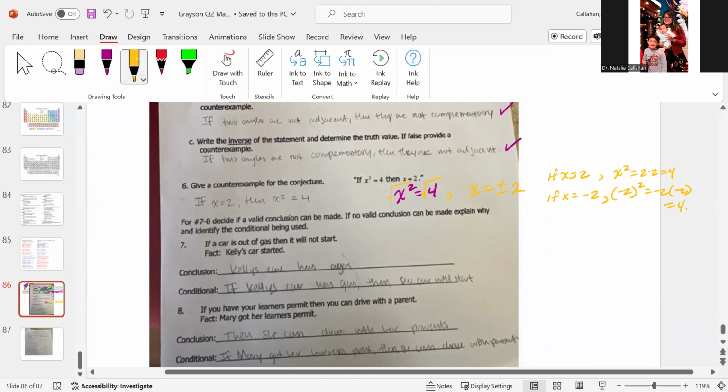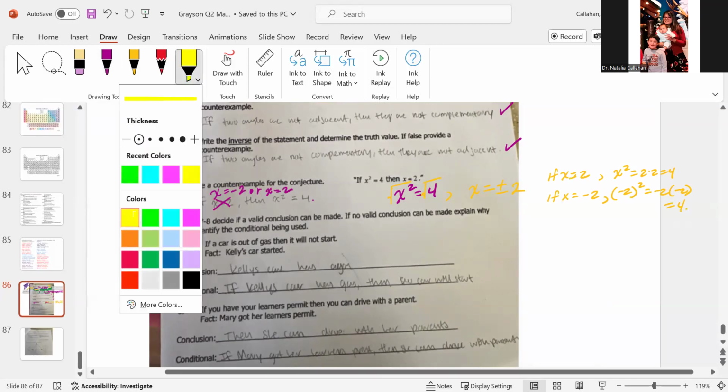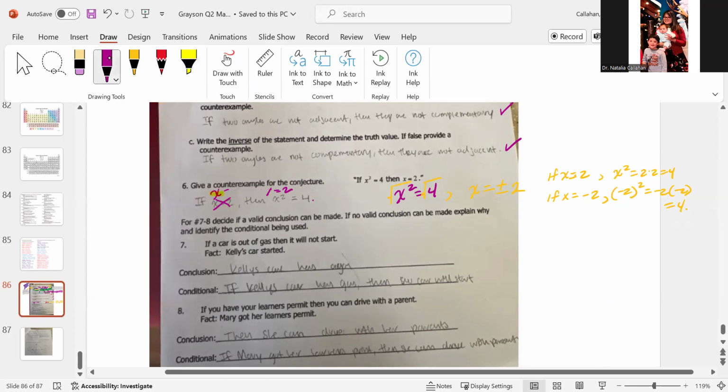So here what you should do is, if x equals negative 2, then x squared equals 4. Or you just put, if x equals negative 2 or x equals positive 2, then x squared equals 4. So include both of them.